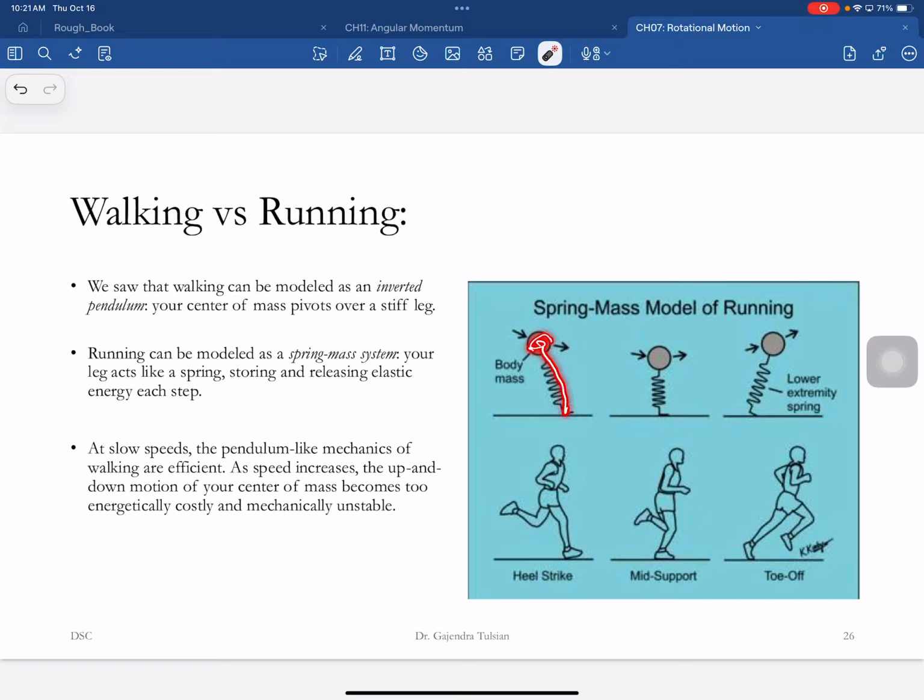So in running, here's your center of mass. When you plant your foot, your tendons compress. They store energy, and then they give that energy back. So when your center of mass is high, it has gravitational potential energy. When it goes lower, that gravitational potential energy is decreased. So your center of mass lost gravitational potential energy. That energy got stored in the spring, and then the spring gave it back and it pushed you back up.